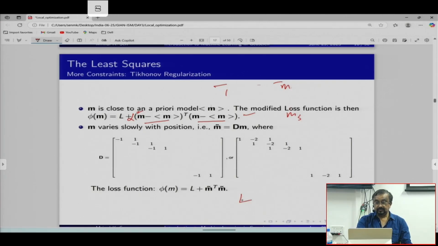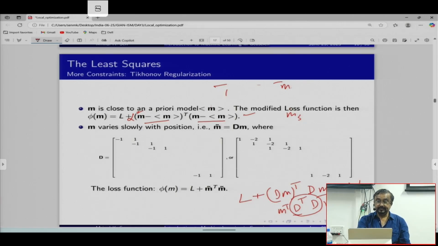so this is your data loss, which is simply (d minus Gm) transpose (d minus Gm). And you have this (Dm) transpose Dm, right? So this is going to be your m transpose D transpose D m, and this matrix you can represent as W. Okay? So this is more like a weighting matrix.